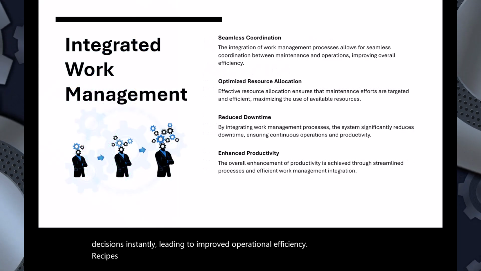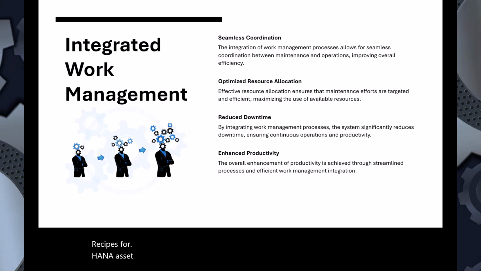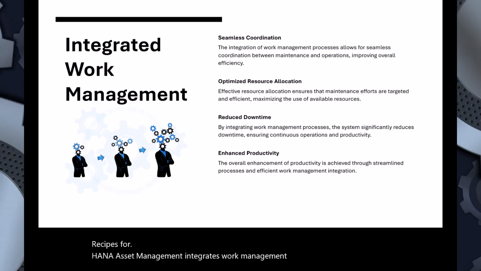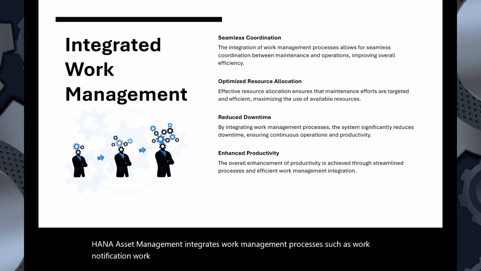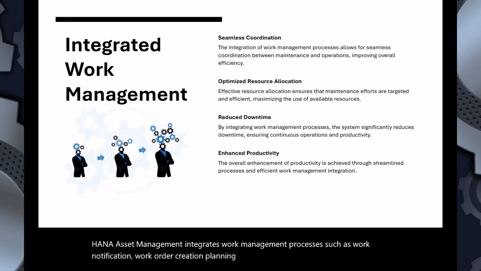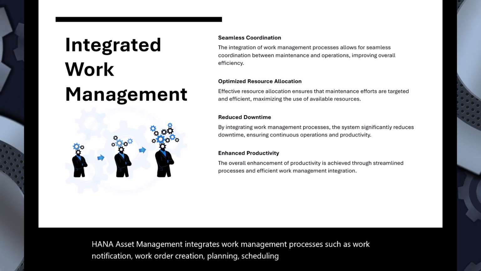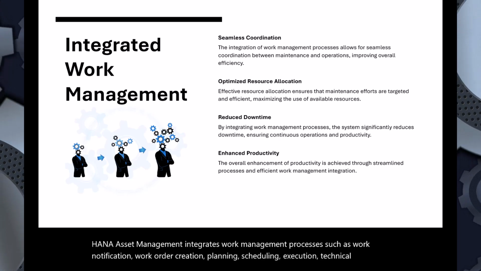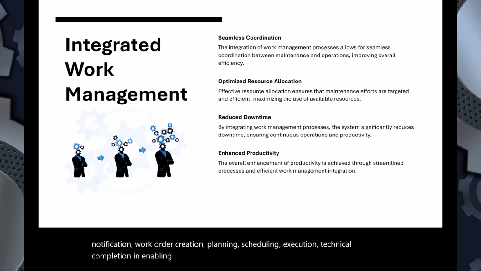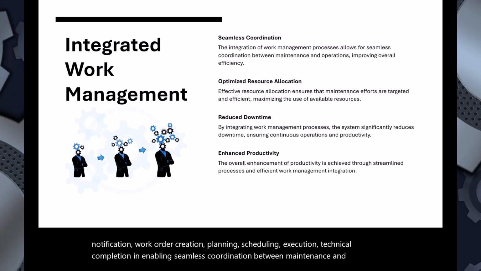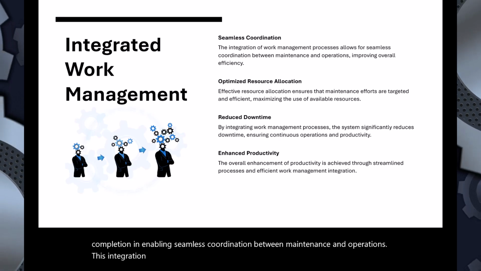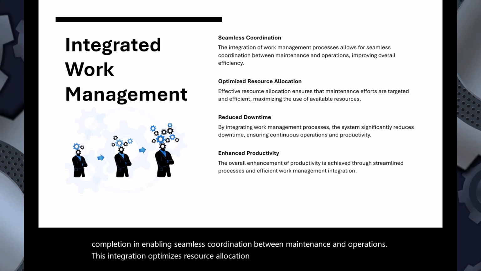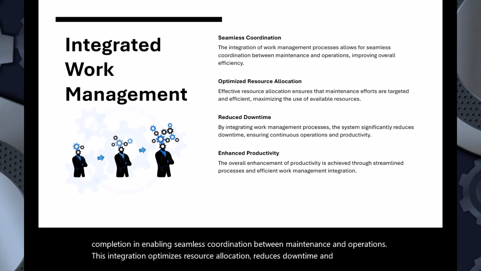SAP S/4HANA Asset Management integrates work management processes such as work notification, work order creation, planning, scheduling, execution, technical completion, enabling seamless coordination between maintenance and operations. This integration optimizes resource allocation, reduces downtime, and enhances productivity.